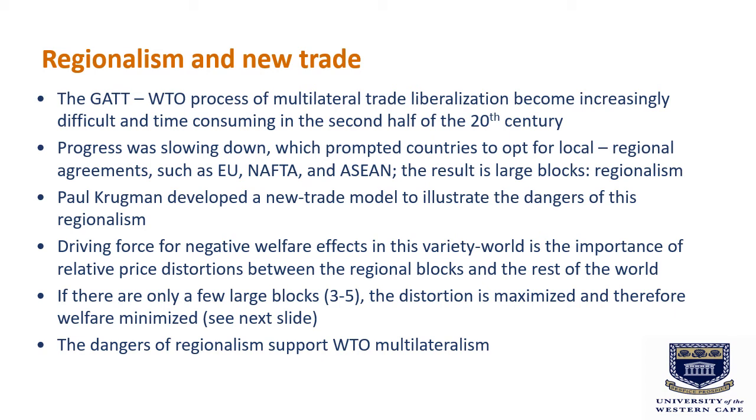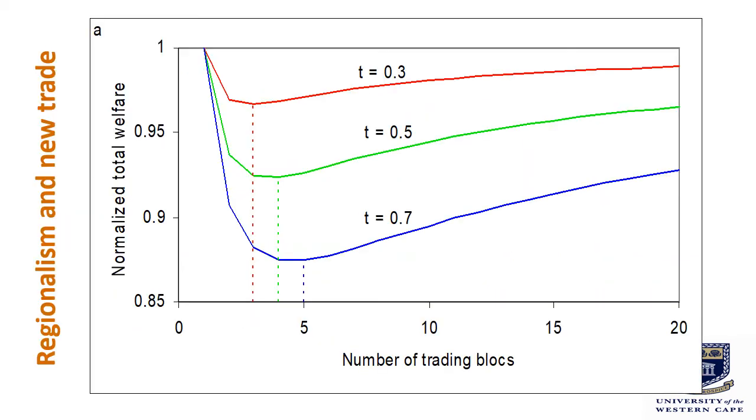And therefore, there are dangers in regionalism which actually push forward for the idea that let's go back to multilateralism. So let's go to this idea of actually having free trade amongst all countries without needing to use regionalism to attain it. If we look at the number of trading blocks and welfare, we can actually analyze that welfare is minimized when we're actually dealing with a small number of trading blocks, regardless of the level of tariff.